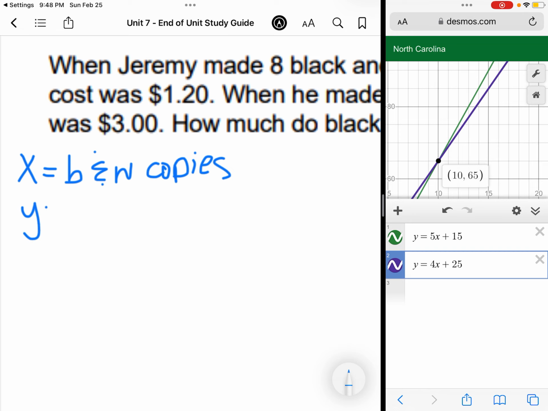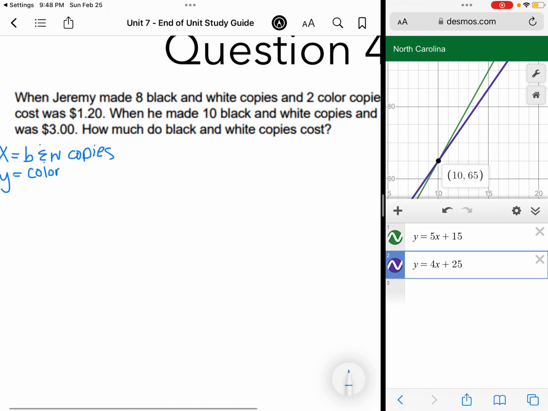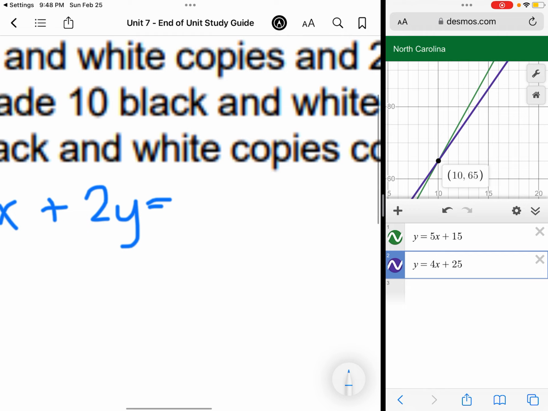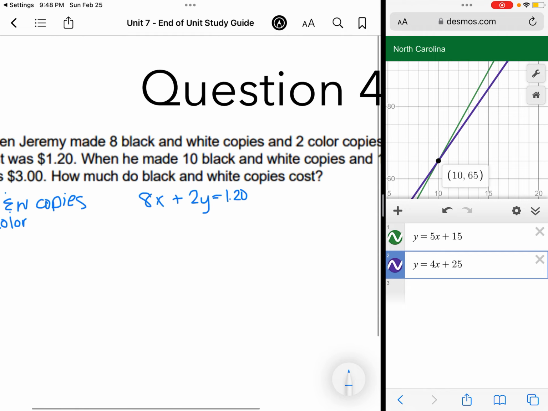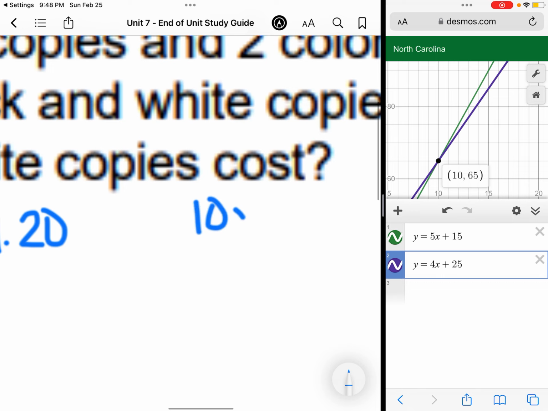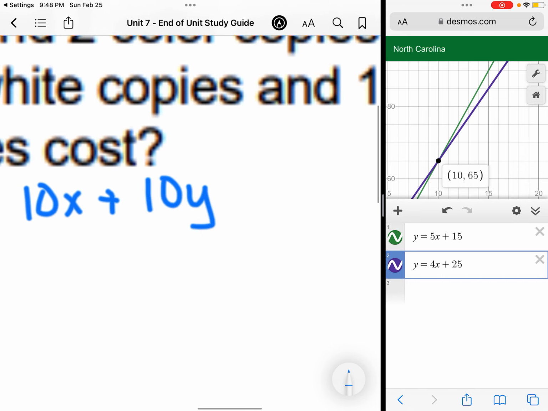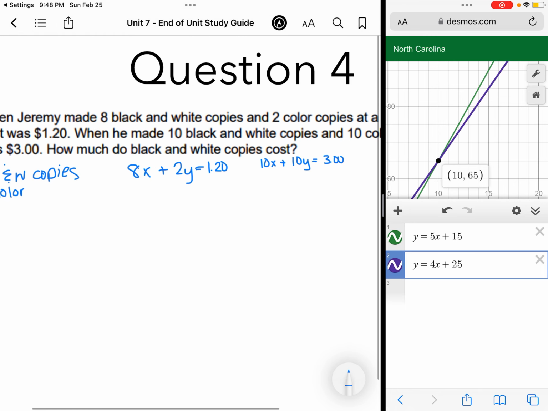And y is the color. So I know 8x plus 2y equals $1.20. And I know that 10x plus 10y equals $3. So those are my two equations.